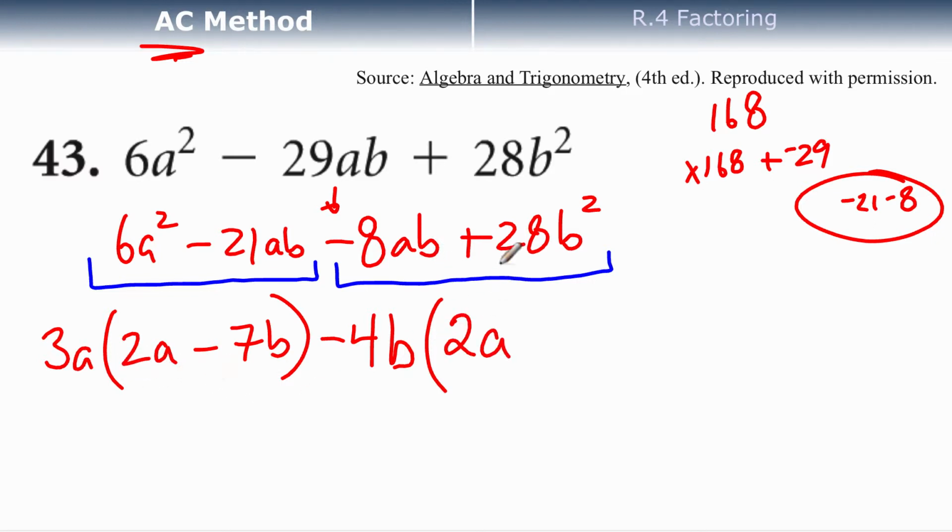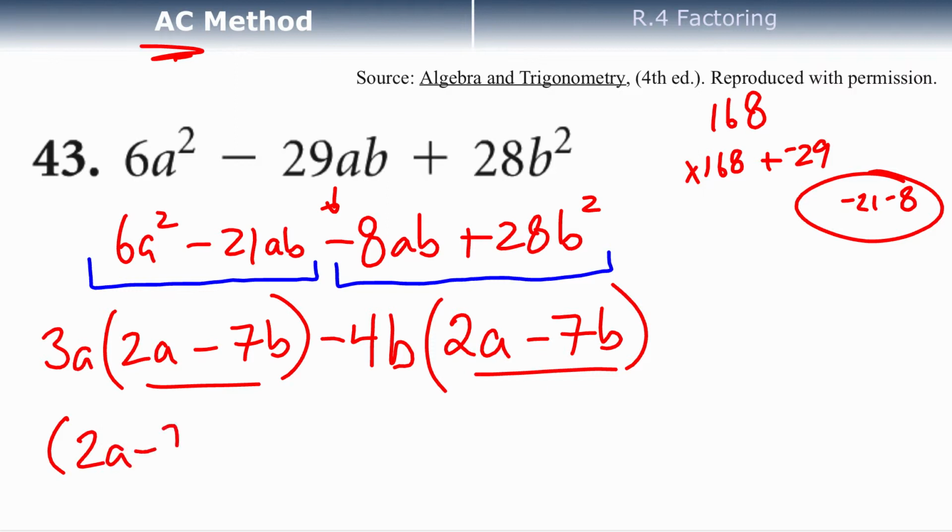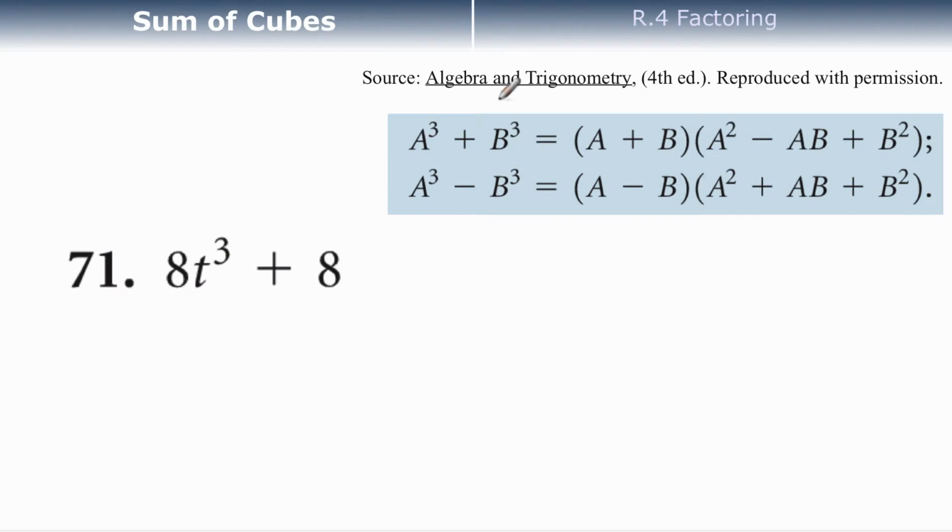Things are looking good. Divide this by negative 4, it'll be a negative 7b. Notice now this and this are identical, so I can proceed with group factoring. I factor that thing that's the same out the front and then write down what I'm left with: 3a minus 4b.